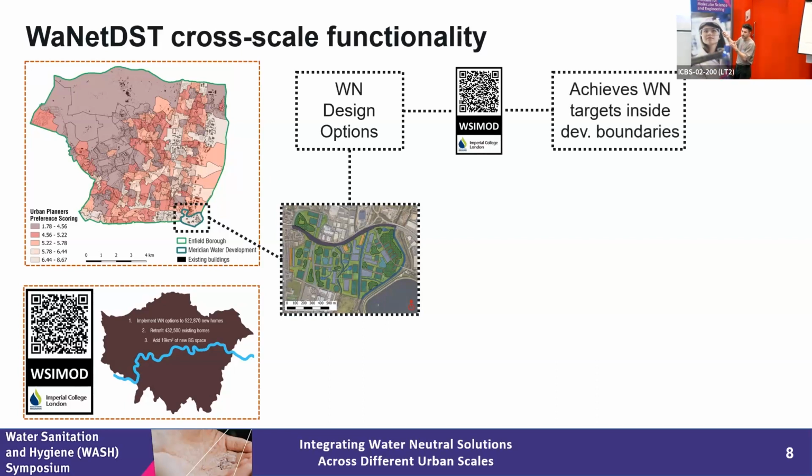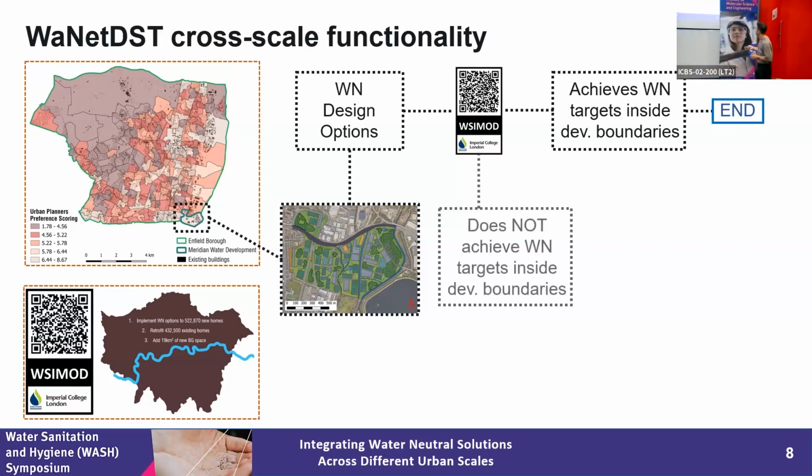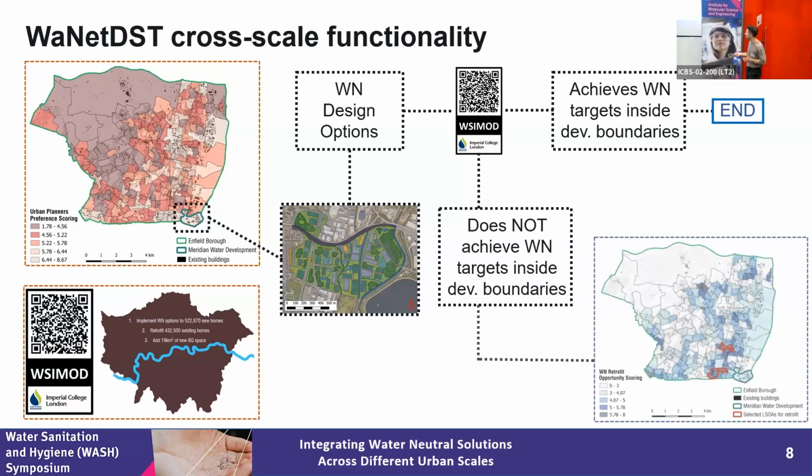So with the water systems integration model, which is the WSI model that works with different integrated scales, we could check or simulate or evaluate or assess if the water neutrality targets are achieved inside the development boundaries or not. That will obviously be quite unlikely, but in case that happens, this will be the end of the process. So that means that this urban development can be considered water neutral without making anything outside. However, if it doesn't achieve the water neutrality inside the development boundaries, which is the most likely option, is when we go to the water neutrality retrofit opportunity scoring map and look for other places to offset that impact, as we can see here with higher scores.